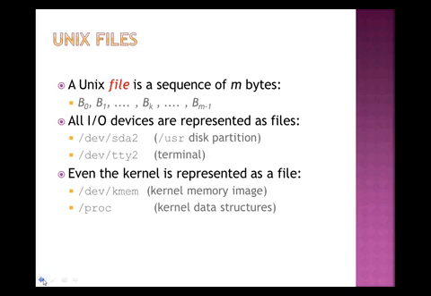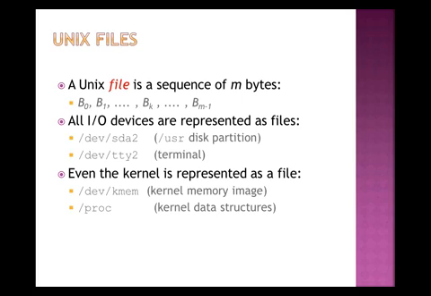Next point, this is the example: it is a sequence, a combination of m bytes. There is a file that is b1, b0, b0, b1 till bk, then bm-1. Any type of file is a sequence, in sequence. There is no alteration in the sequence.